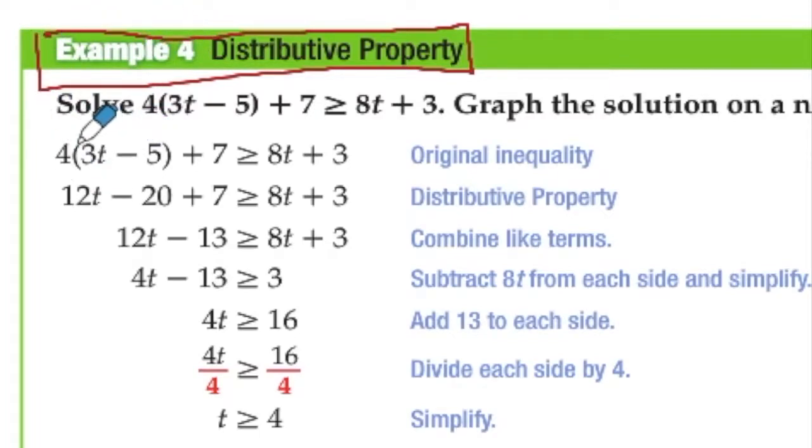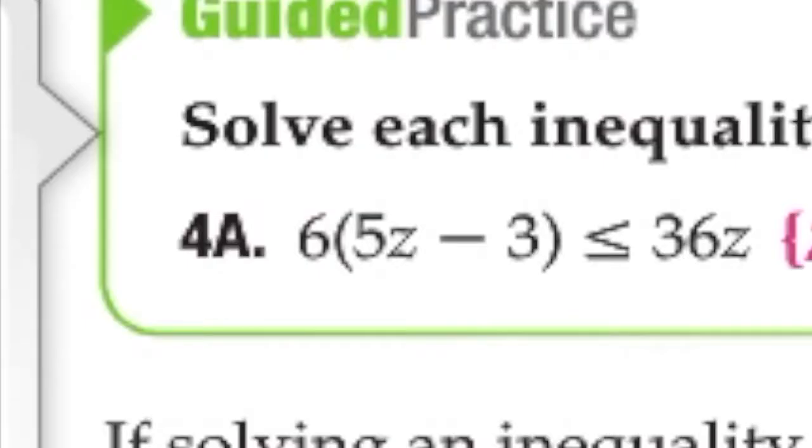Remember that set of parentheses there indicates that we need to distribute what's out front, in this case the 4. And then after that we can continue with our steps, including getting the variables to the same side, combining like terms, and then isolating that variable. At the bottom of page 299, we have 2 guided practice problems.